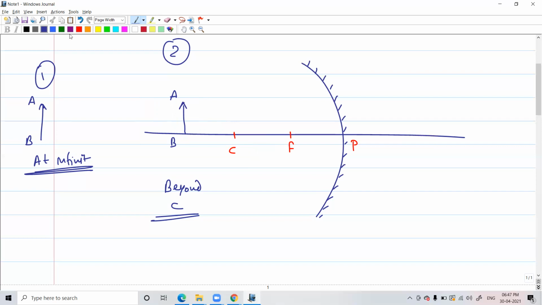The third significant place where you can put your object is that is exactly at C. This is also significant because it gives a particular type of image. If you put the object exactly at C, anybody remembers what happens if it is exactly at C?